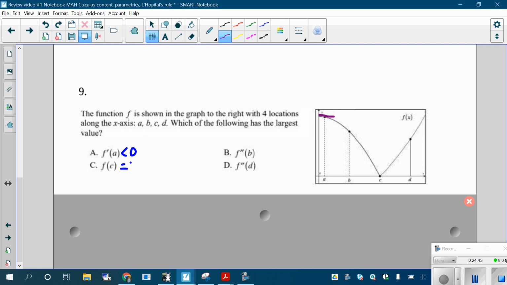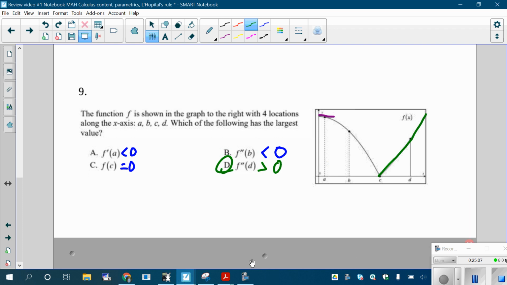F of c. F of c just equals 0. F double prime of b. F double prime. Oh, concavity. Ooh, at b it's concave down, so the second derivative has to be less than 0. F double prime of d. Well, this chunk of the graph looks a teeny bit concave up, and that one would be greater than 0, so that one's great. Cool.